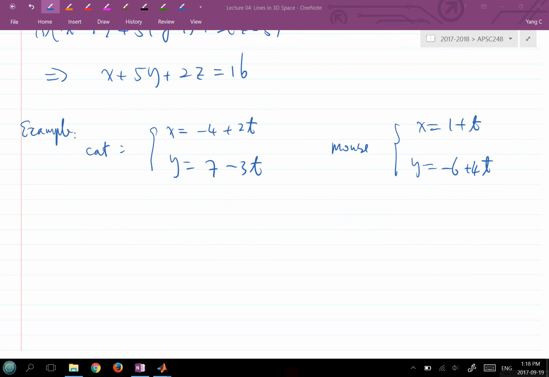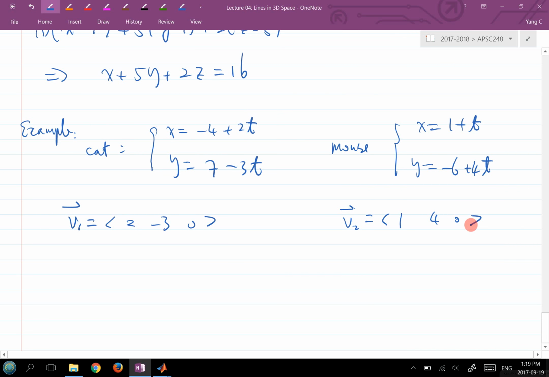So if I look at this cat equation here, what's the parallel vector? The parallel vector is 2, -3, 0, right? That's the parallel vector. What's the mouse's parallel vector? Good. That's the math idea, the parallel vector. But if I translate to the velocity idea, let's say this is the cat velocity, and this is the mouse velocity.